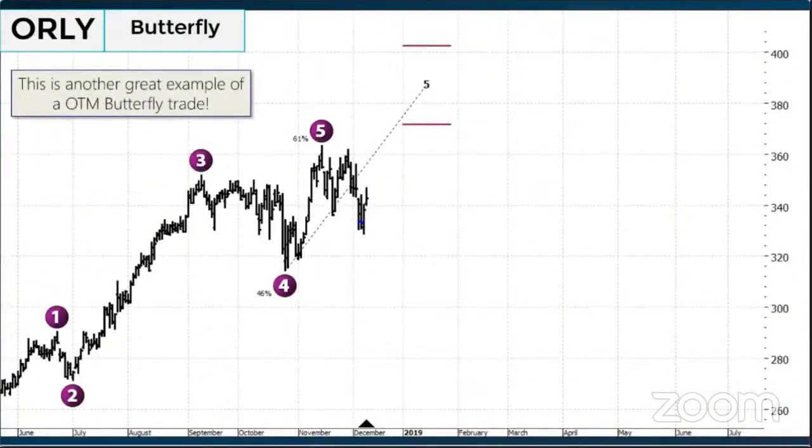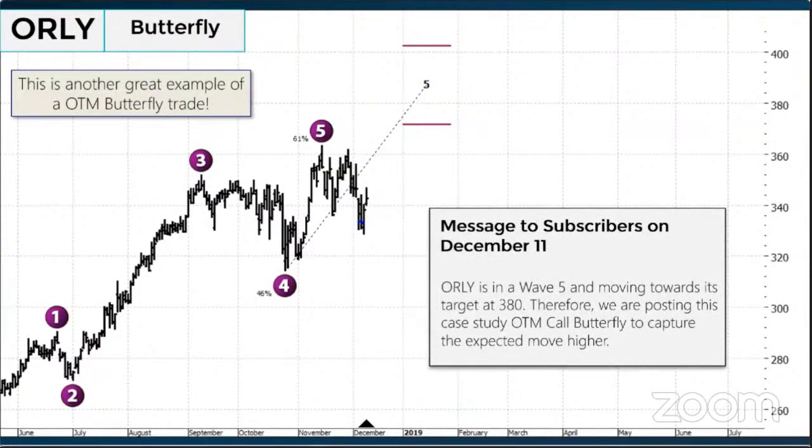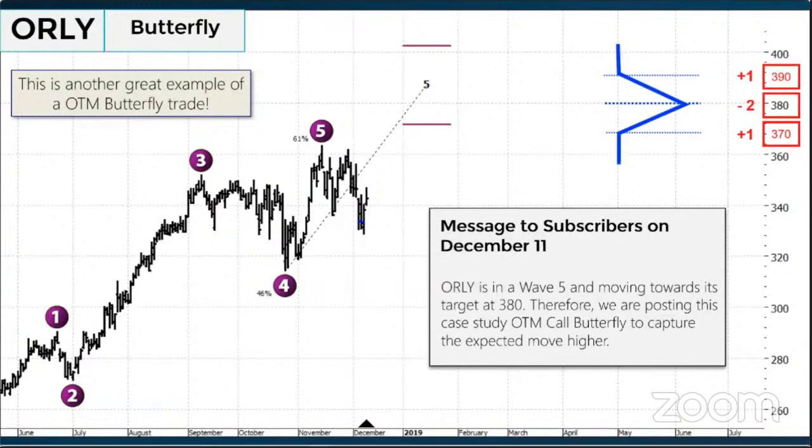Let's take a look at another example of an out of the money butterfly. Here's the actual message that was sent to our subscribers. There's our price target. Sell the 2 options there. Buy one with a higher strike. Buy one with a lower strike. Creating your risk graph right at your target price. Notice how this coincides with that wave 5 target.